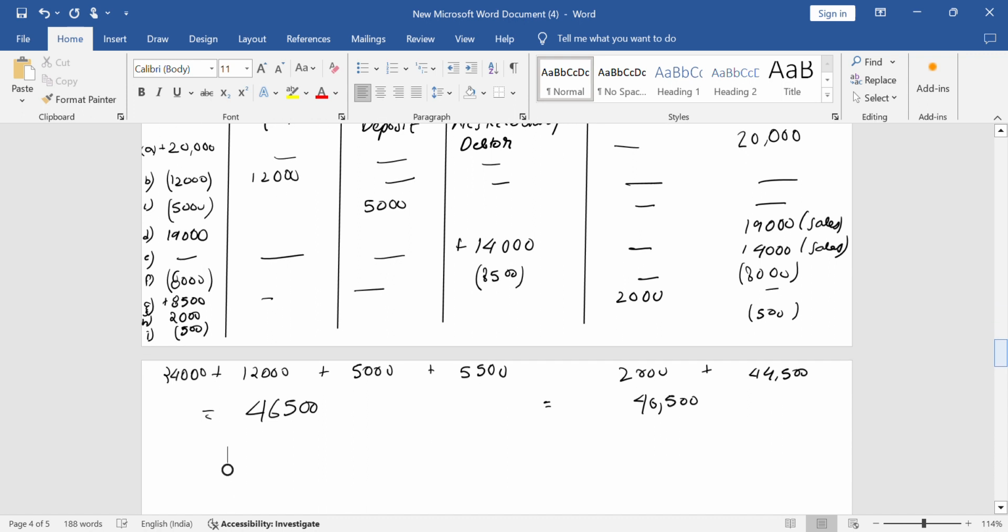Paid salaries rupees 8,000. Cash will be reduced by 8,000 and equity will be reduced by 8,000 as it is impacting the retained earning, right? It will reduce your profit.